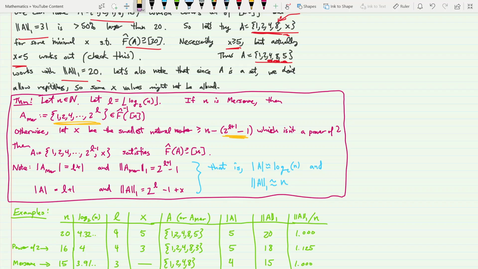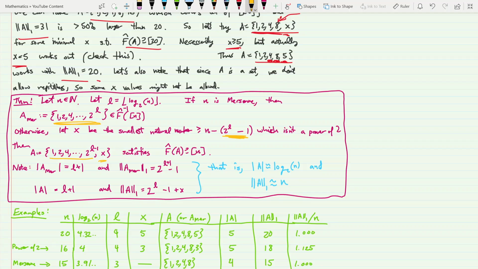Actually, there's another mistake here. This should just be 2 to the L, because, sorry, this is the sum of these elements. Yeah, okay, that's right. Which isn't a power of 2, just because we're talking about sets, not multi-sets. But that's kind of a meaningless thing. Then you could just tack on the x and it satisfies the covering problem. Or it's basically an inverse. Okay?